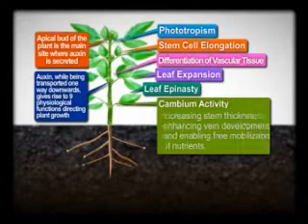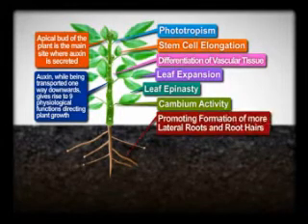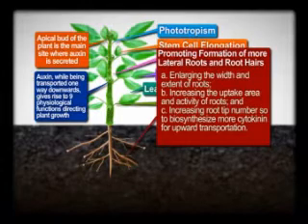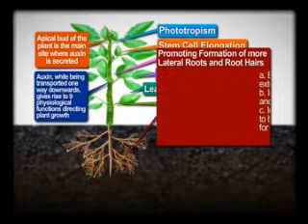Cambium activity, increasing stem thickness, enhancing vein development, and enabling free mobilization of nutrients. Promoting formation of more lateral roots and root hairs. A. Enlarging the width and extent of roots. B. Increasing the uptake area and uptake activity of roots. And C. Increasing root tip number, so to biosynthesize more cytokinin for upward transportation.